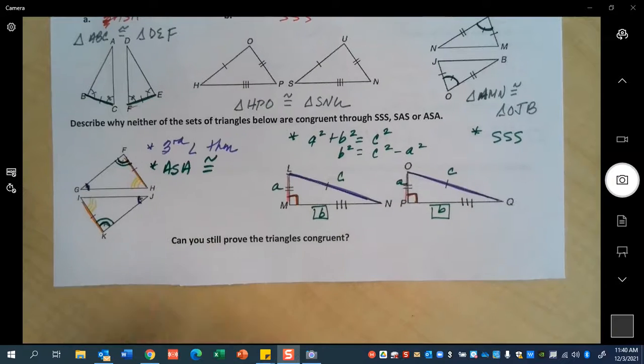Side, side, side. How cool is that? Wow. How cool is that, right? Hey, that's what we're getting to today.